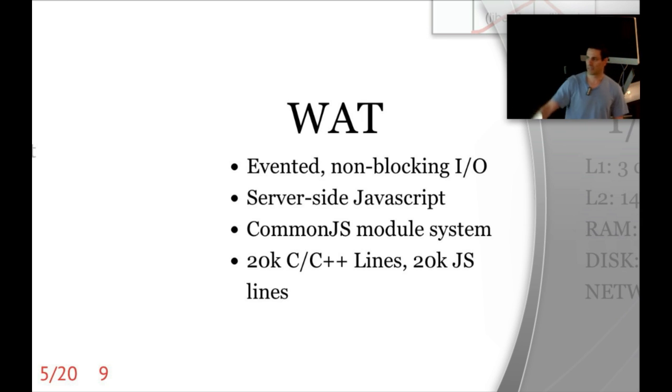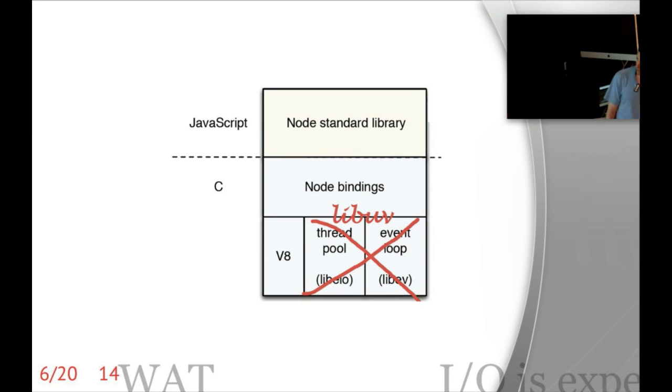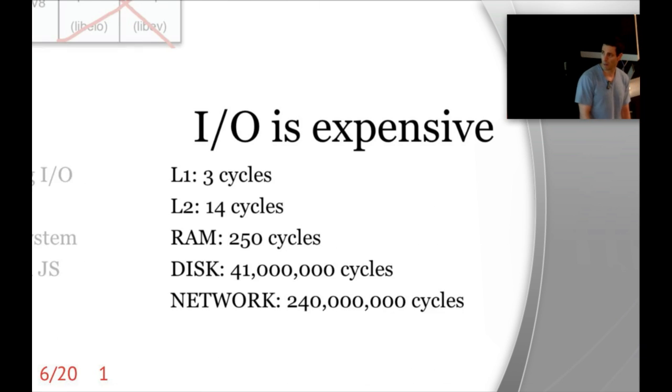The main point here is evented and non-blocking I/O, which I'll explain in a second. I did some counting, and I wanted to see how many lines. There's about 40K, half of which is JavaScript. So you can see the JavaScript sits on the top, and then you have some C bindings, and at the end you have V8 and libuv. The libuv is the secret sauce that creates the event loop and the thread polling that I'll explain.